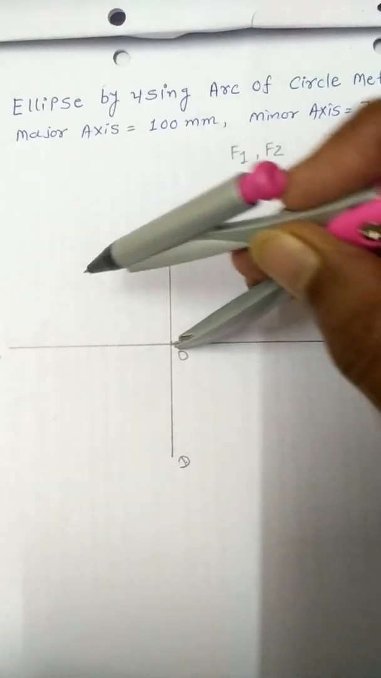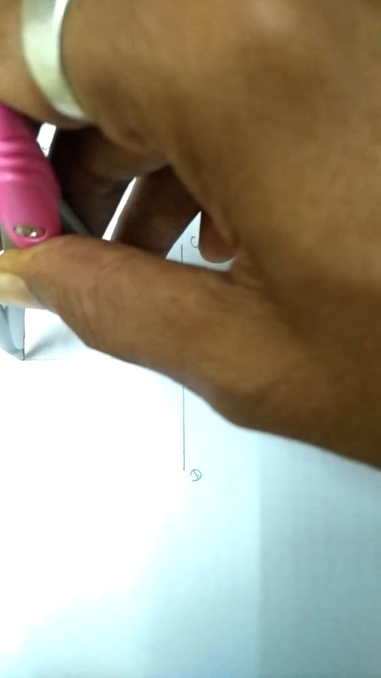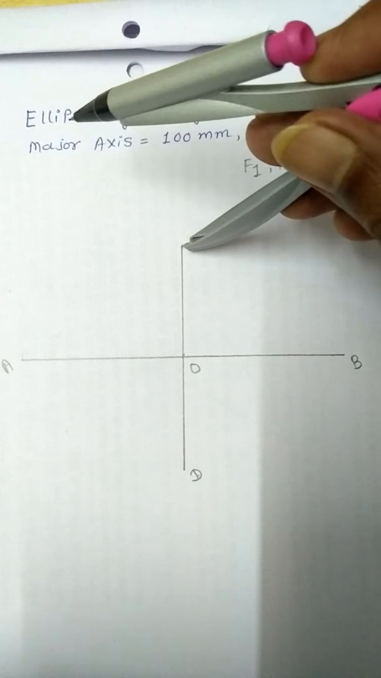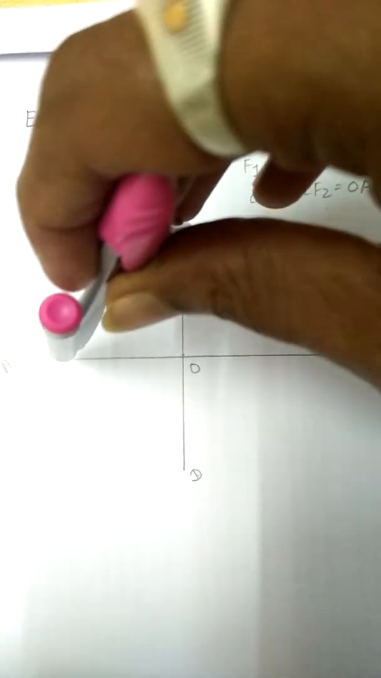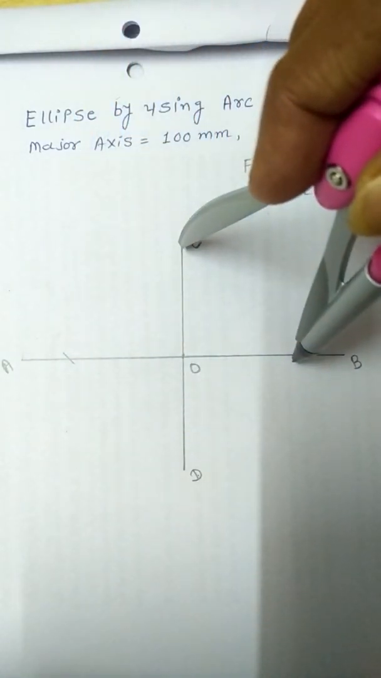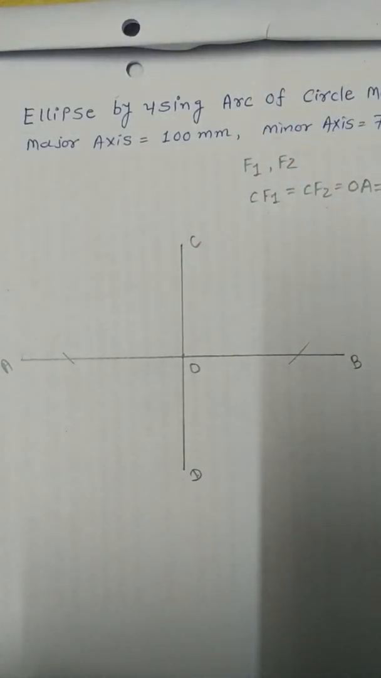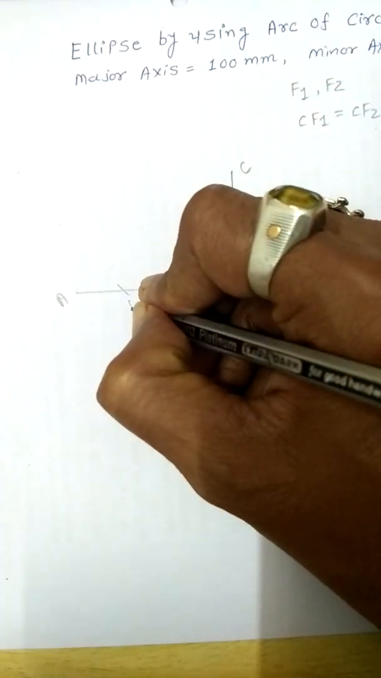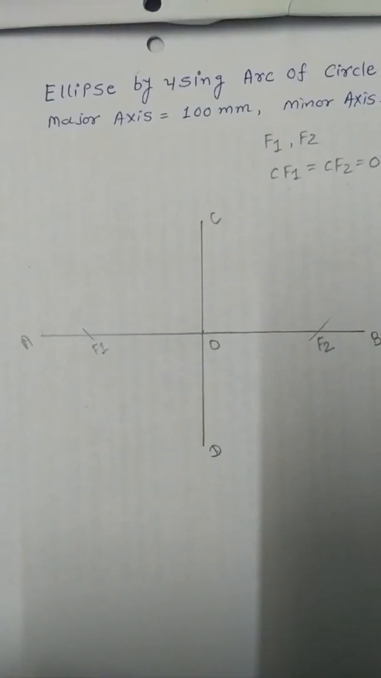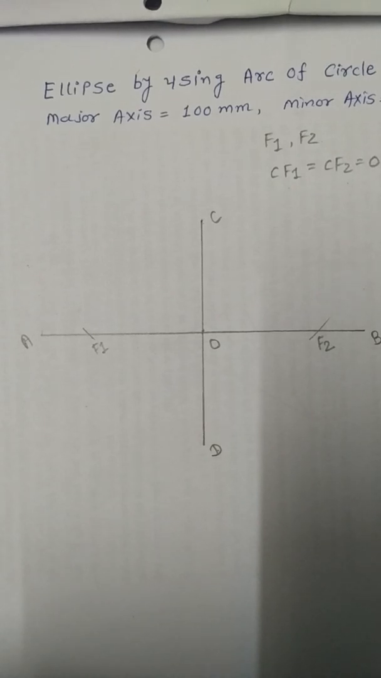So let's measure distance OA with the rounder. I'm just going to measure distance OA, which is around 50 mm. So I will select C as a center and make an arc on the line AB on both sides of AB. Okay, so we will get here 2 points. These are the focus points F1 and F2 over here.